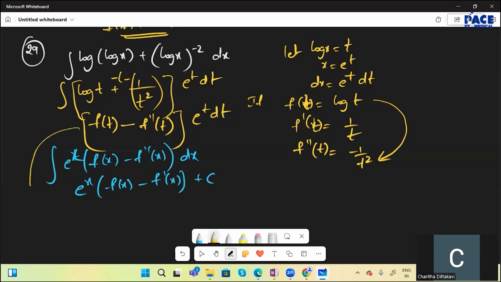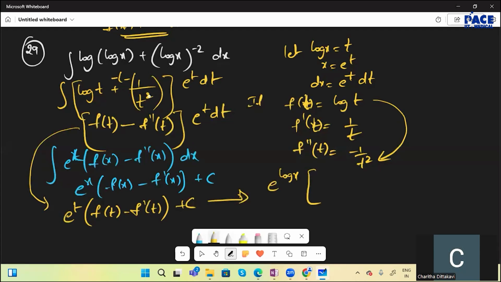Yes, so applying that formula here, that is nothing but e power t into f of t minus f dash of t plus c. Now, what's your final answer? E power t, t is nothing but log x. So e power log x times, f of t. What is our f of t? Log t, isn't it?